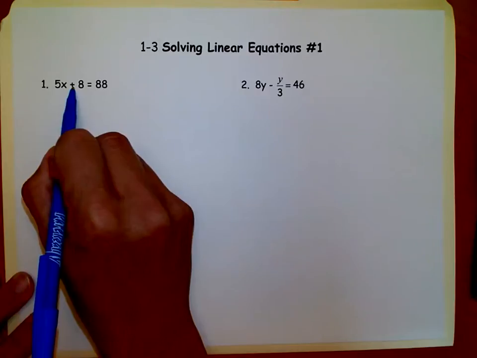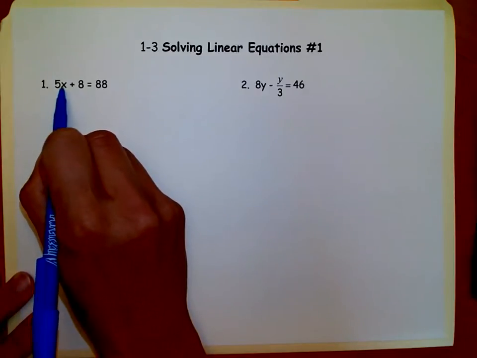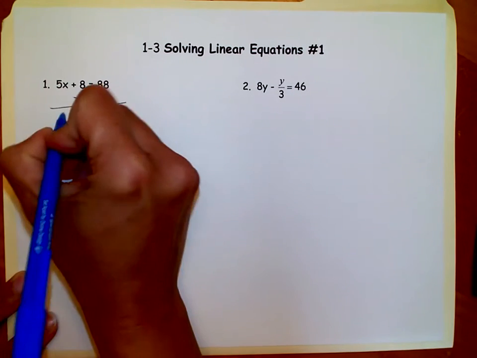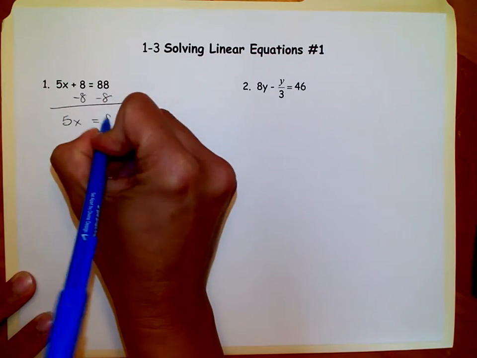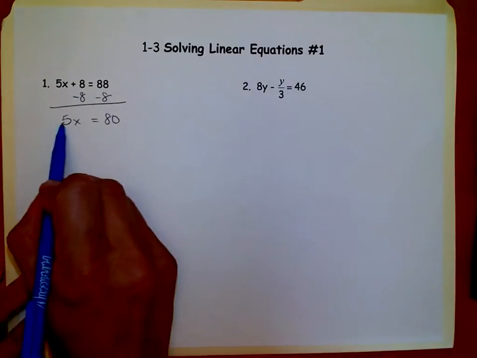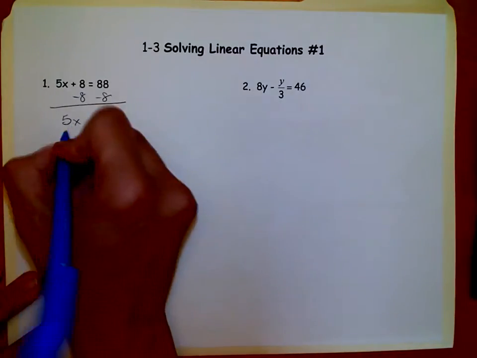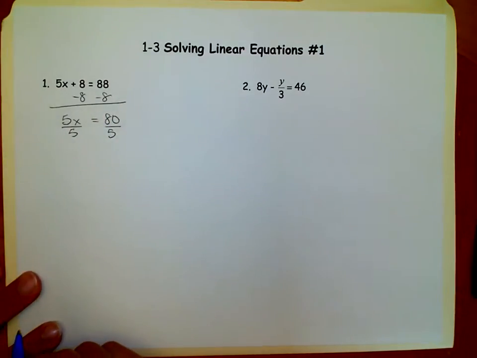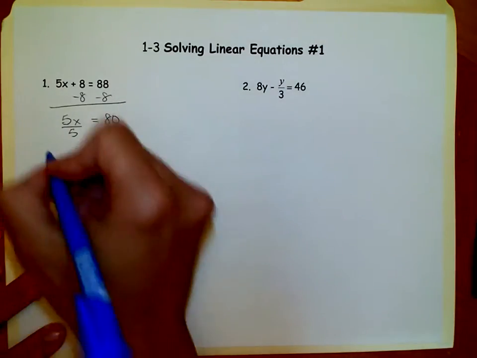We need to get rid of the 8 because our goal is to get the variable, the x, alone. So to get rid of 8, I subtract 8 from both sides. Now I have 5x equals 80. Next, to get rid of multiplication, I divide. Whatever I do to one side, I do to the other. That's really important when you're solving equations.